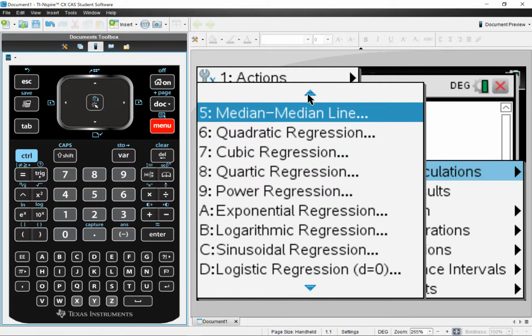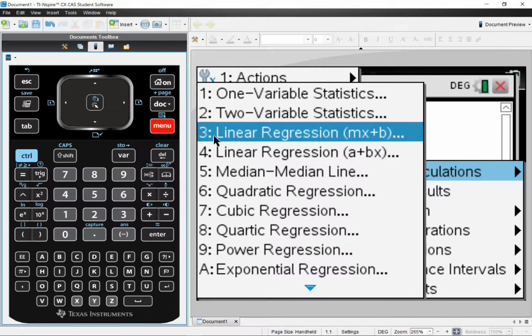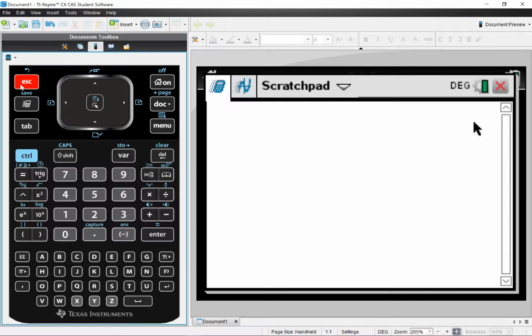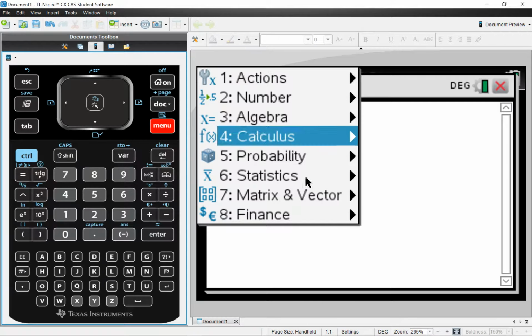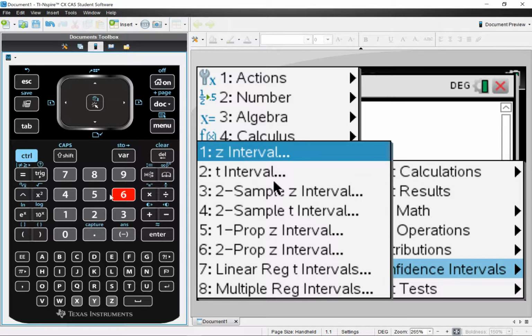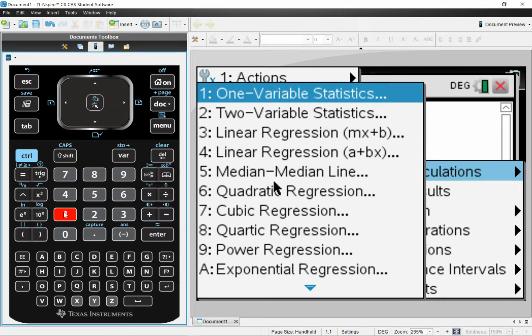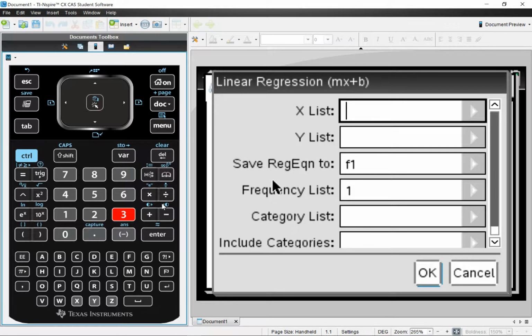So we are going to deal with linear regressions, number 3. Let's go back a couple steps. The way you get here, and you're going to hear me say this a lot, is Menu, 6 for statistics, 1 for stat calculate, and then number 3 will do y equals mx plus b. Once you do that, it's going to open up this data here. In this place, you're going to type your x coordinates, and here you're going to type your y coordinates.